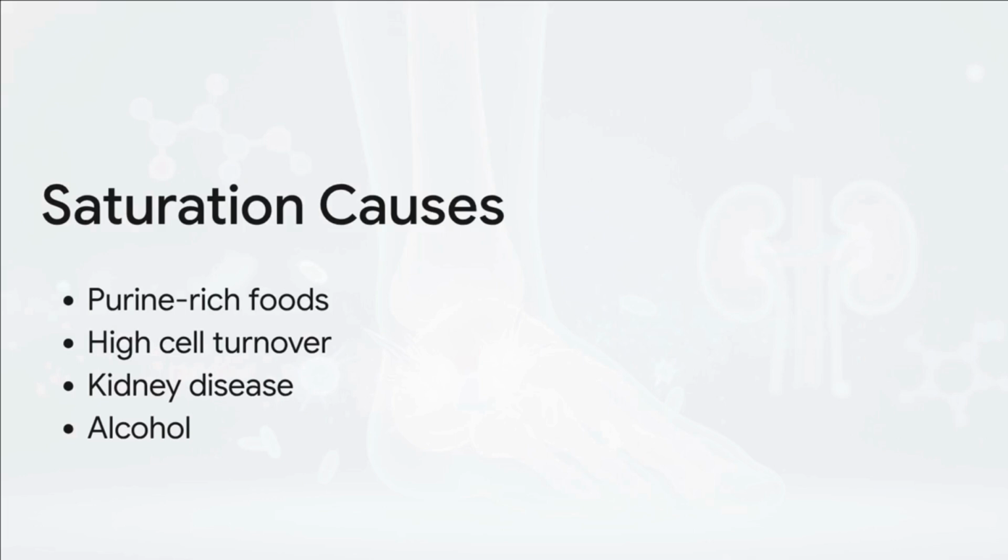On the flip side of that, we have decreased excretion. Uric acid is primarily filtered out by your kidneys. So acute or chronic kidney disease, taking certain medications like diuretics, or drinking alcohol can seriously impair your body's ability to take the trash out. When you combine a bad diet, genetics, and poor kidney filtration, you've essentially built the perfect recipe for hyperuricemia.